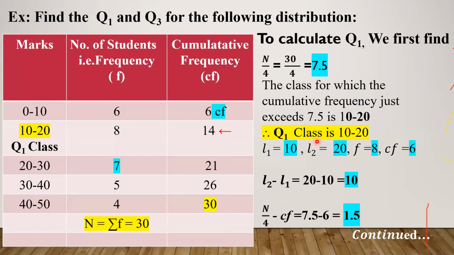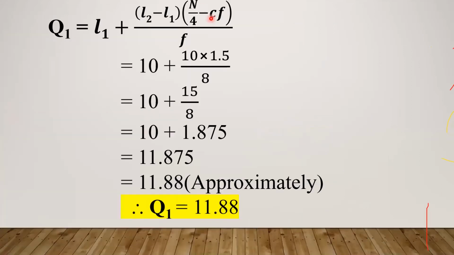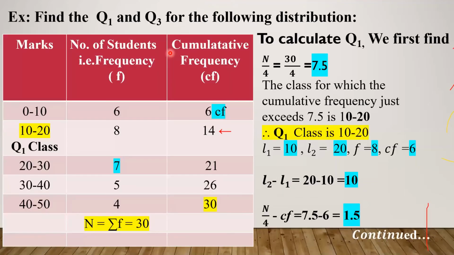Once I have known that this is my Q1 class, I have to go for the last step, that is the fifth step. In the fifth step, we apply the formula. What is the formula? This is the formula to calculate Q1. In the formula, what are the values I need? I need L1, I need L2, I need N by 4, I need CF, and I need F. So let us write down all these values.